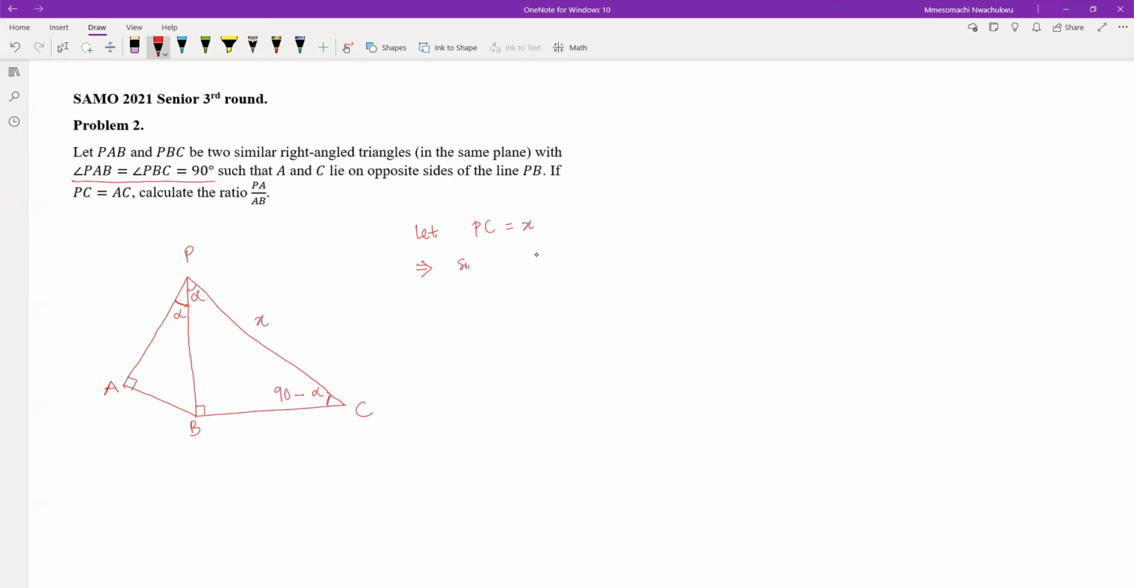This implies that sine alpha is equal to BC over PC, from right angle triangle PBC. So since PC is equal to X, this is equal to BC over X. So we have BC is equal to X sine alpha. Okay, so very important.